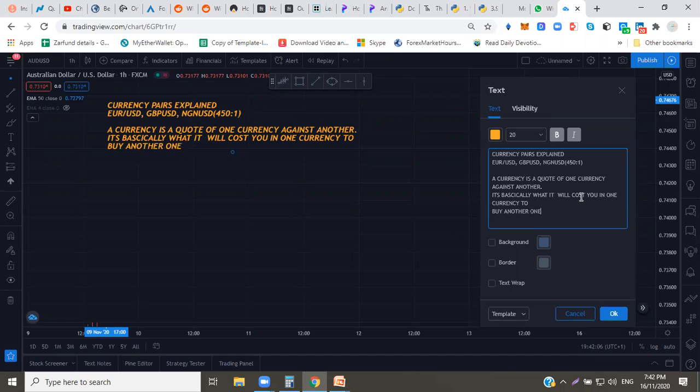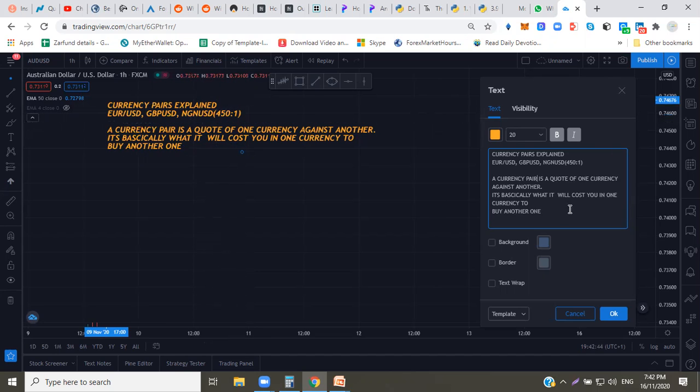So now, this is what a quote is. A currency pair is a quote of one currency against another. It's basically what it will cost you in one currency to buy another one. So look at this now. You have NGN USD 450 to 1. So what it means is that it will cost you 450 naira to buy $1. That is what a quote is.